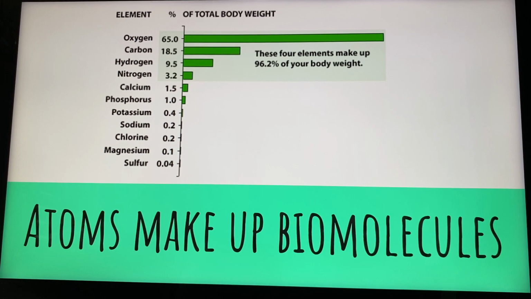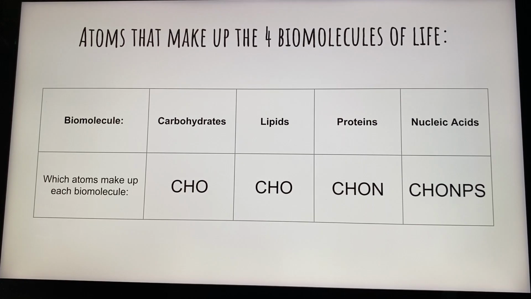These are the elements, or atoms, that make up biomolecules. Our body is mostly water, about 70 some percent. That's why it's important to drink water. But we also have oxygen, mostly oxygen. The brain needs oxygen in order to stay alive. And then carbon. We are a carbon-based life form. These are some of the main elements that we are made of. So these are the atoms that make up the 4 biomolecules of life.